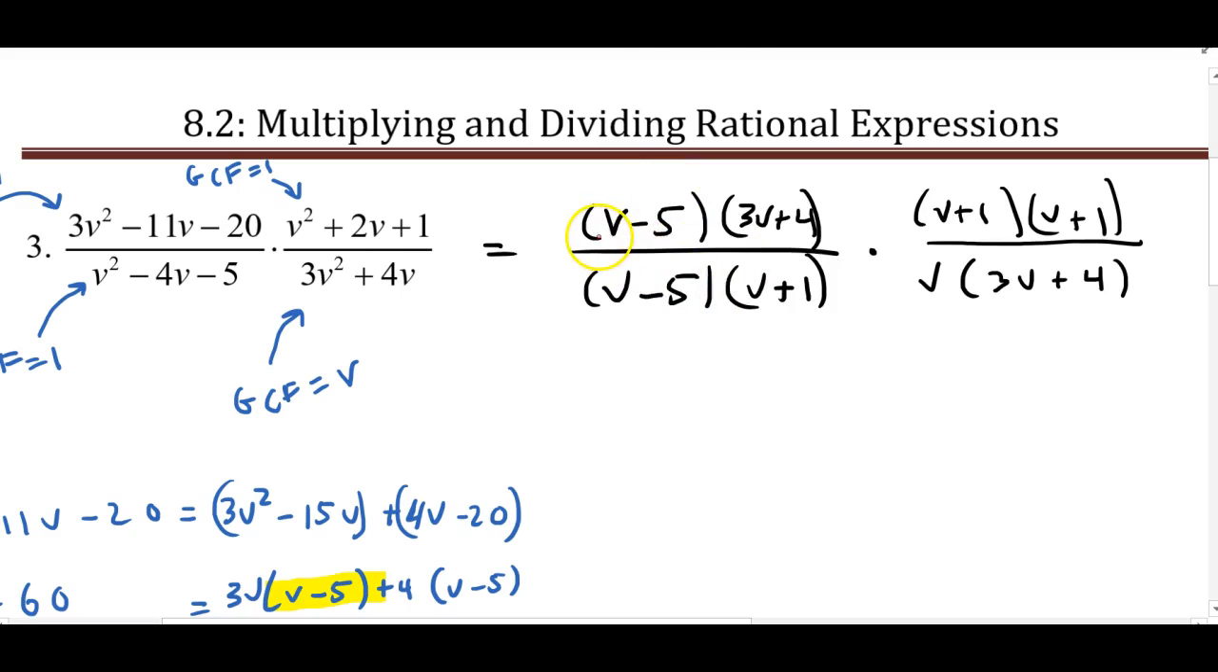Now we look to see what will cancel. With the first fraction, right up and down, the v minus 5s. Diagonally, the v plus 1s. And diagonally again, the 3v plus 4s. For this first fraction, since everything's gone, remember there are always 1s left behind. So this first fraction is going to be 1. That's all 1. And so my answer will just be v plus 1 over v.